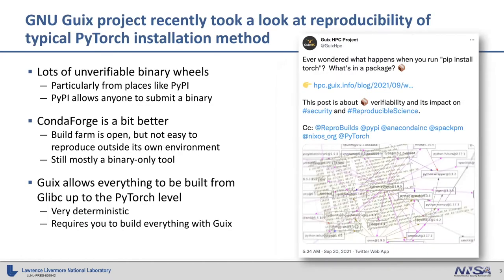There are folks in the scientific community who are looking at this as well. The Guix project, which is another distribution, related to Nix but the free software version of Nix, tried to look at what modern ML installations were comprised of. They got into it with PyTorch. What they found was that if you just try to install PyTorch from pip, you get a whole lot of unverifiable binary wheels. Wheels are the Python binary format. The Python package index actually lets anyone submit binaries. And the whole thing is pretty opaque.